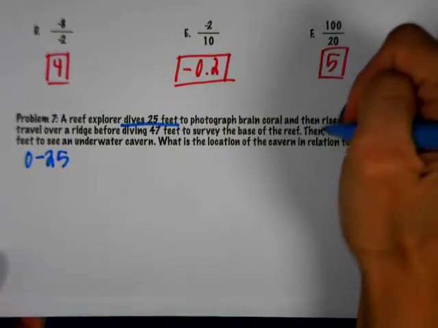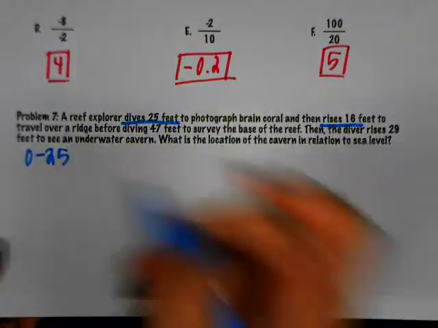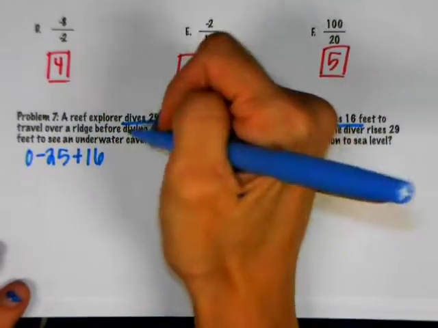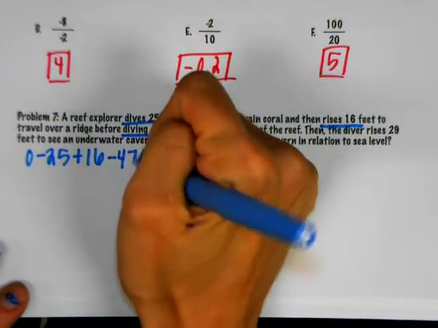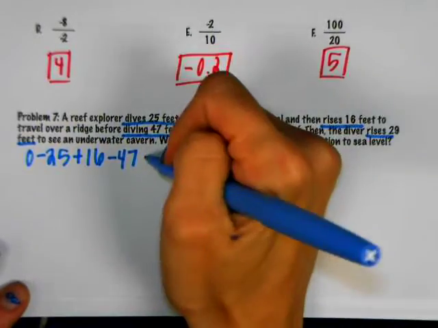All right, and then rising 16 feet, was that up or down? Up, yep, so plus 16. All right, and then what about diving 47? Down. And then rising 29. Up, yep.